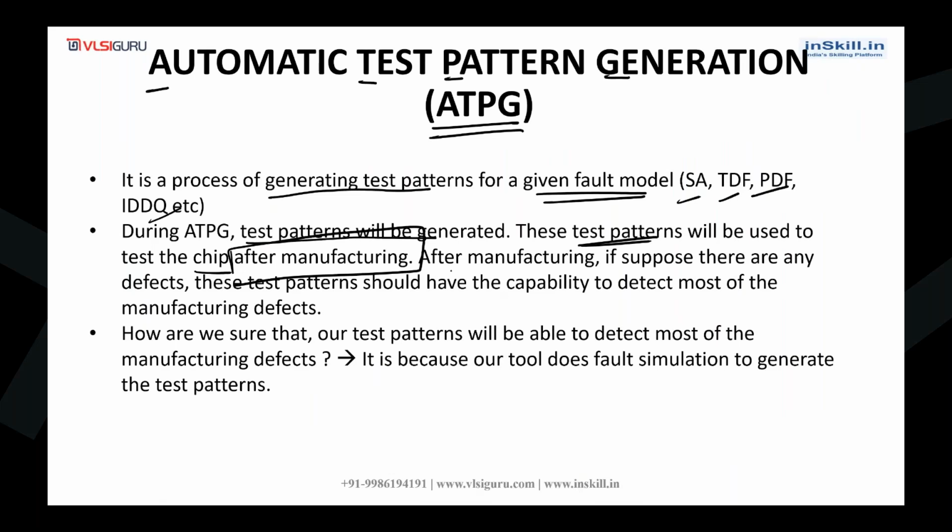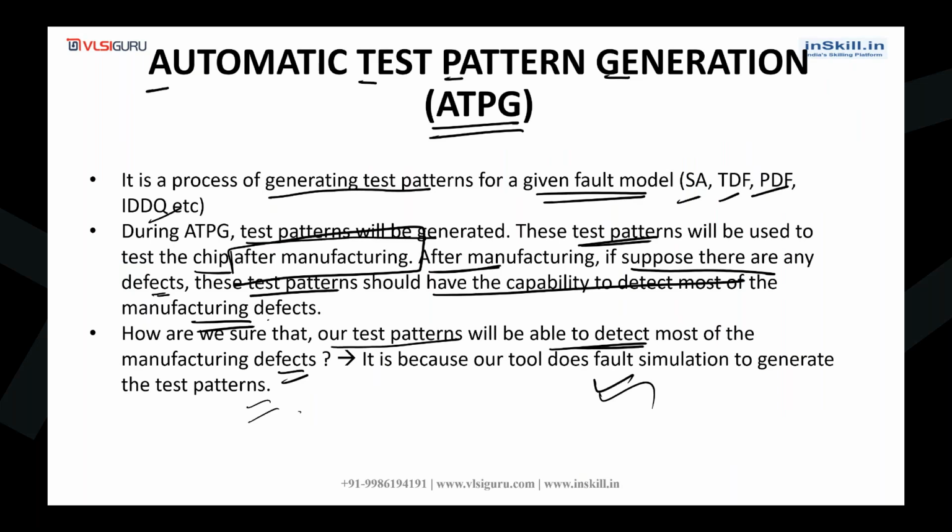So these test patterns should have a capability. What is the capability? After manufacturing, if there are any defects, these test patterns should have the capability to detect most of the manufacturing defects. And how are we sure that our test patterns will be able to detect most of the manufacturing defects? It is because our tool does a process called fault simulation in order to generate the test patterns.